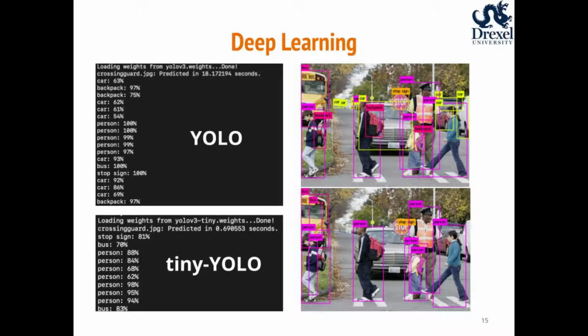In our results, processing time went from 18 seconds to less than a second using Tiny YOLO, about 26 times faster. As shown in the processed images on the right, Tiny YOLO did lose accuracy, but is still able to detect and classify objects in the foreground while running fast enough to keep up with the live feed.